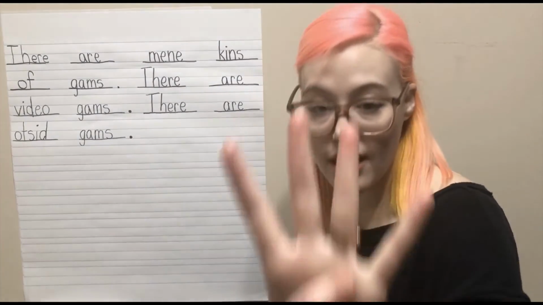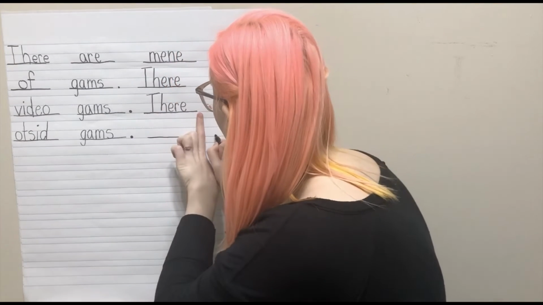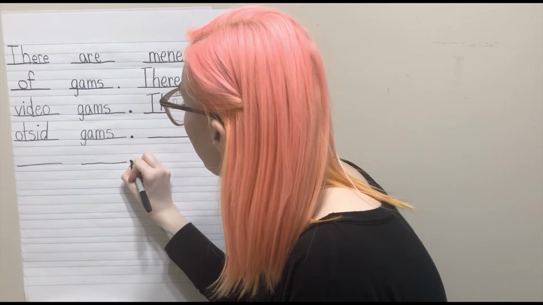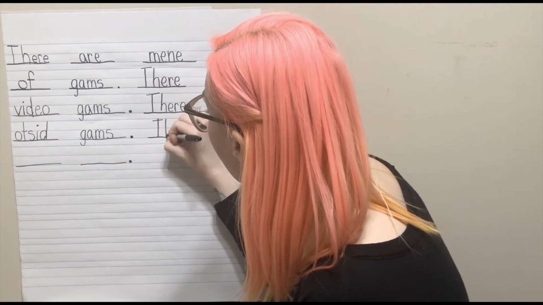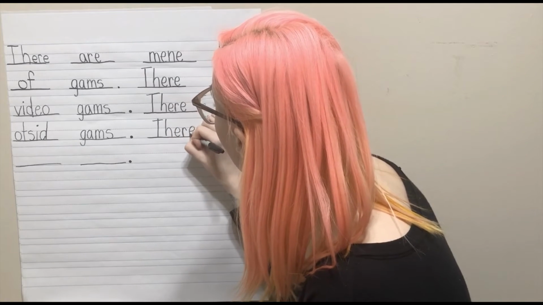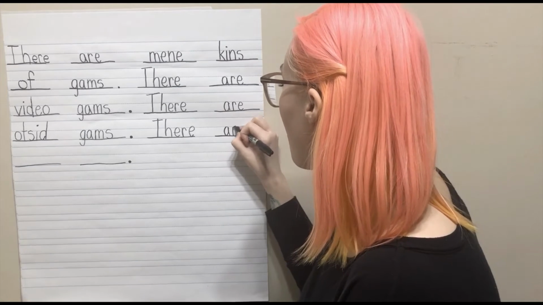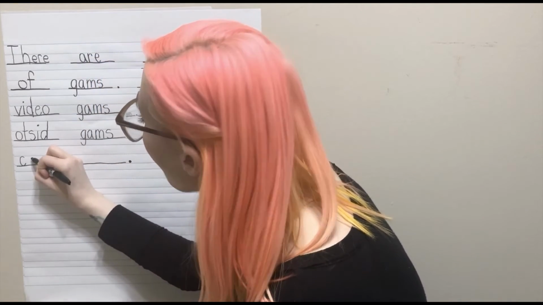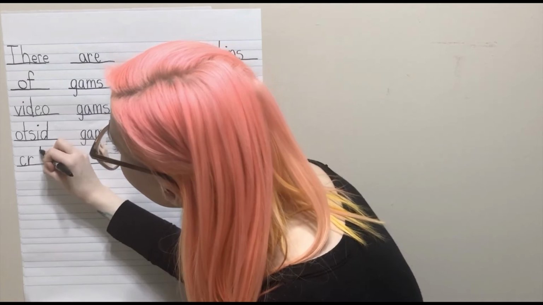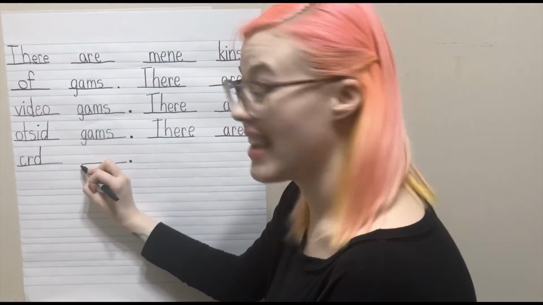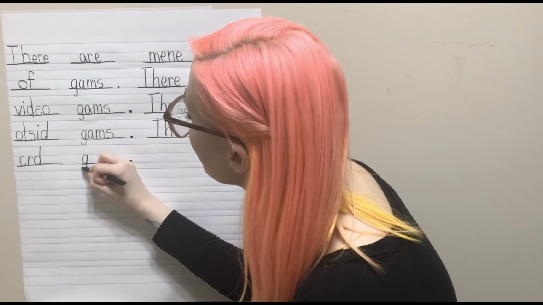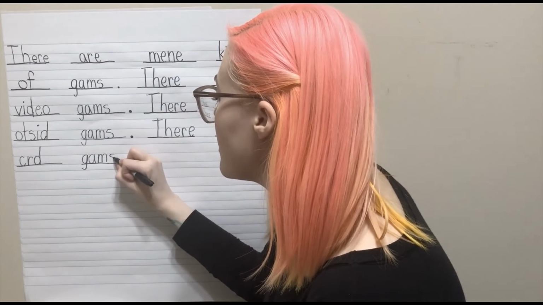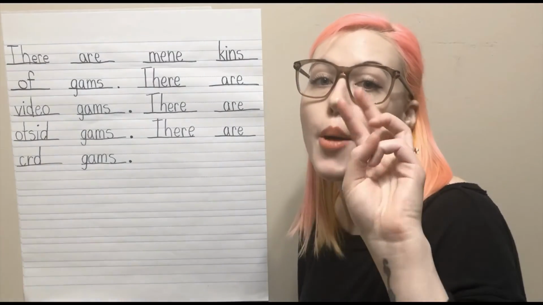There are card games. 4 words again. 1, finger space. 2, 3, finger space. 4, add a period. There, T, H, E, R, E. There are, A, R, E. Card, C says K, R says R, ard, D says D. Card, games, G says G. A says A. Aim, M says M, aims, S says S.